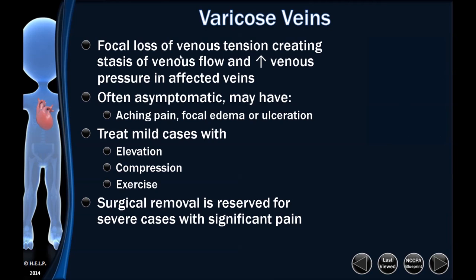Varicose veins, it's because they lose their venous tension and the actual valves stop functioning properly, so the vessels kind of plump up. Typically they're asymptomatic. Some people will get this aching pain, focal edema, and they can get ulcers. Mild cases are treated with compression stockings and keeping the legs elevated, recommending exercise to build collateral circulation. But primarily varicose veins are treated conservatively. It's primarily you do surgery for those with significant pain or for cosmetic reasons.